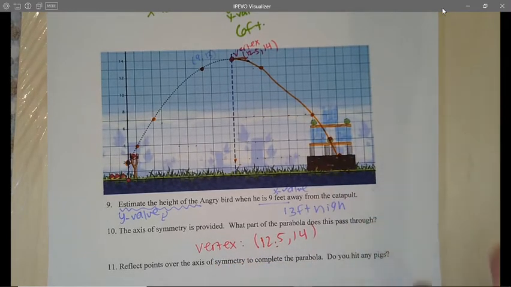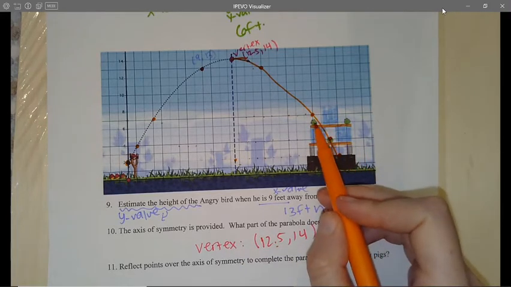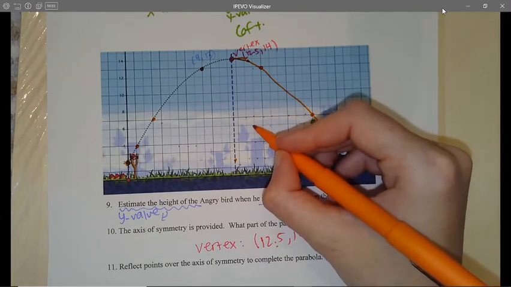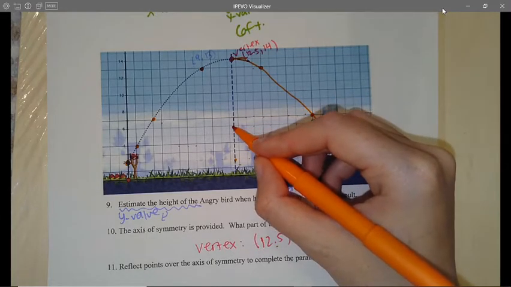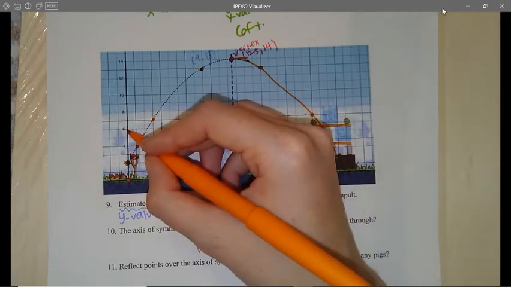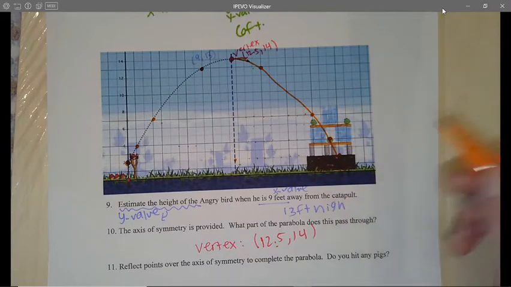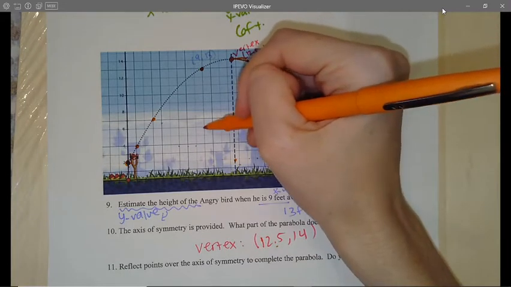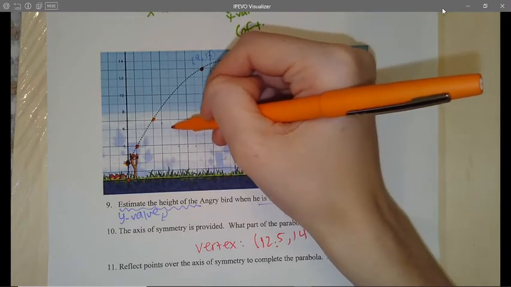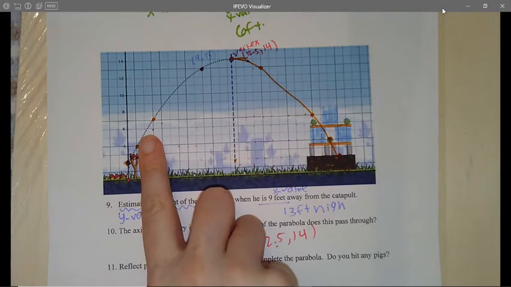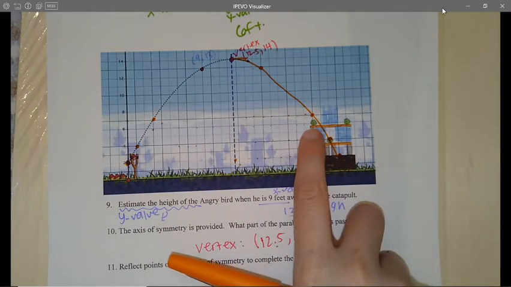Now another way you could have figured out if you're going to hit any of the pigs, you could have counted like this pig is 1, 2, 3, 4, 5, 6, 7, 8, 9.5 feet away from the axis of symmetry. So if you count 9.5 feet this way, if you land on your parabola, then you know you hit the pig. So like if I counted over, half, 1, 2, 3, 4, 5, 6, 7, 8, 9. If you see, I don't quite land on the parabola, so I definitely don't hit that pig.